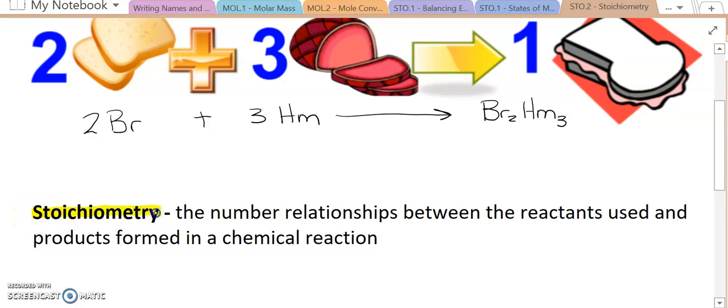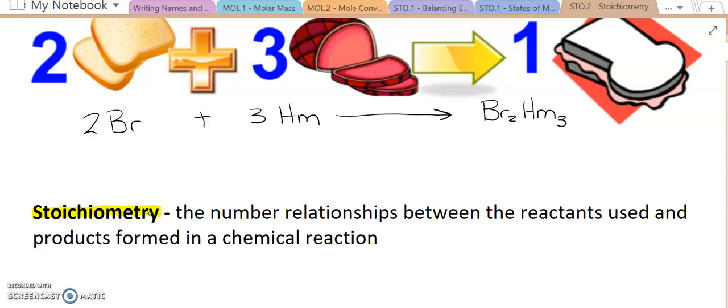Now, in a fancy definition, basically then, stoichiometry is the number of relationships between the reactants used and the products formed in a chemical reaction. Very much like a recipe because, as I've said before, chemical reactions are exactly like recipes. Except for in a chemical reaction, we usually use 2 cups of this or 3 teaspoons of this, or we can even say 2 pieces of bread.